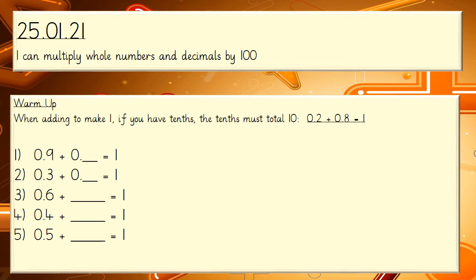When we're adding to make 1, if you have tenths, so that's one digit after the decimal point, then the tenths must total 10. For example, 0.2 add 0.8 equals 1, because 2 add 8 equals 10. But both numbers have 0 point in front of them. Pause the video here and solve these 5 questions.